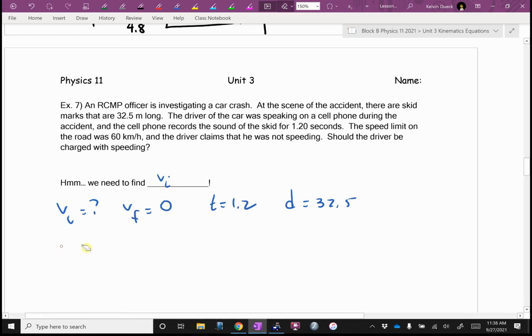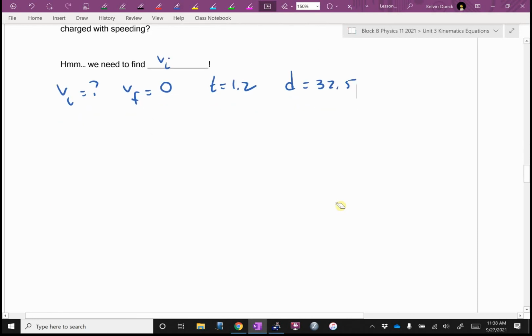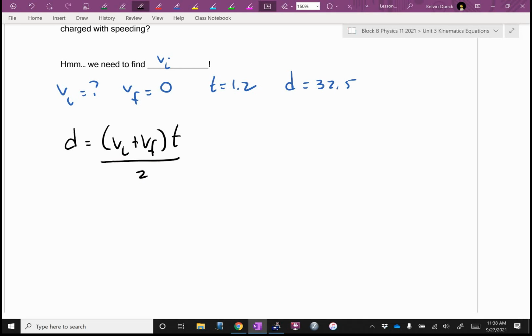Looking for an equation that has a VI, a VF, a T, and a D in it. There is one. The one with brackets? The second one? D, okay. D equals bracket VI plus VF times T over 2. What are we trying to get by itself? Where is it right now? Inside the bracket. So times by 2, divide by T. And I get this: 2D over T equals VI plus VF. What was VF?